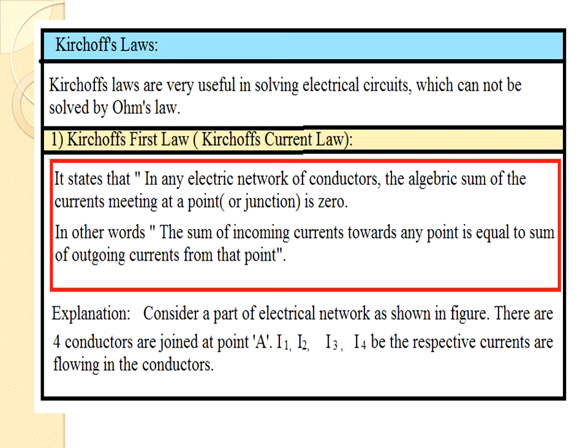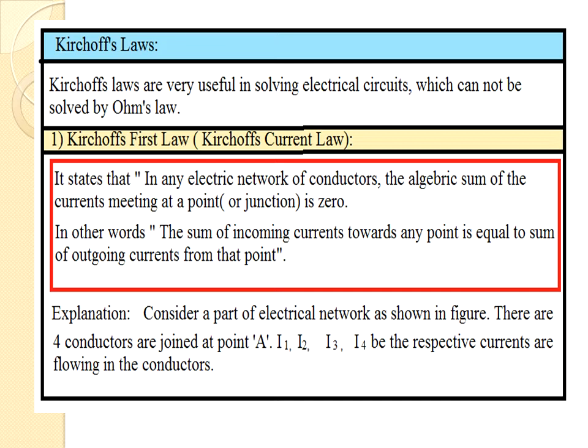In any electrical network of conductors, the algebraic sum of currents meeting at a point is 0. This statement you remember. This may give 2 marks. Then the explanation, again 2 marks. In the explanation, consider a part of an electrical network of conductors as shown in the figure. There are 4 conductors joined at a point or junction A.